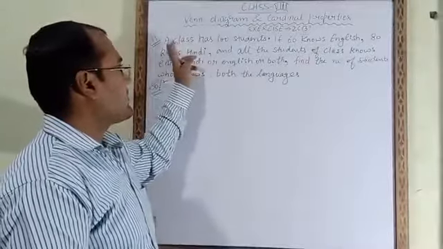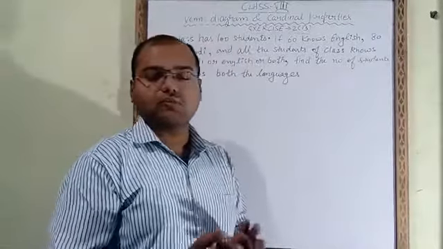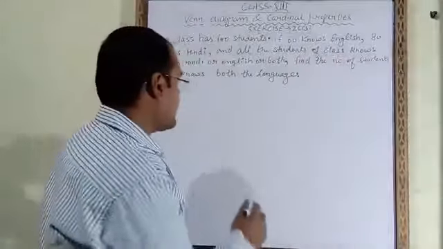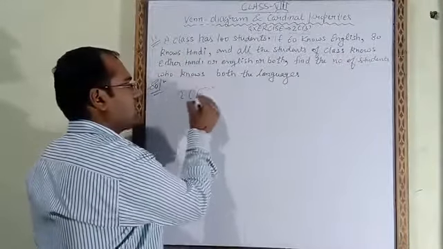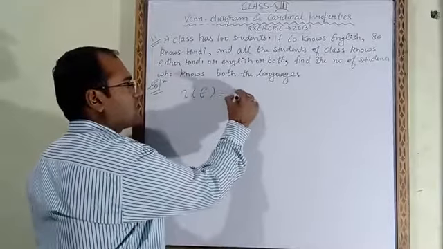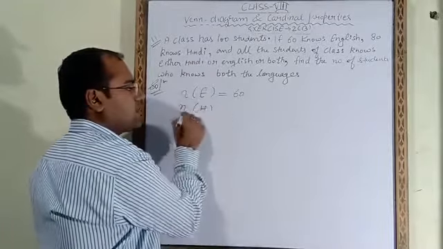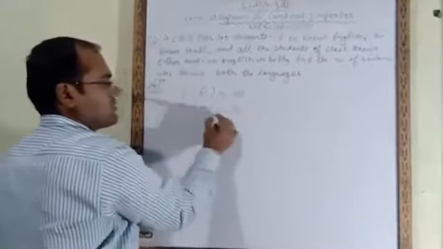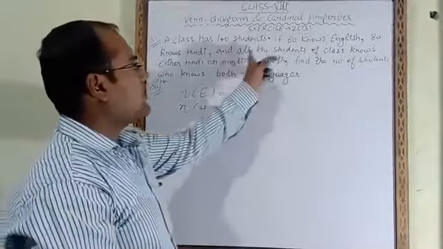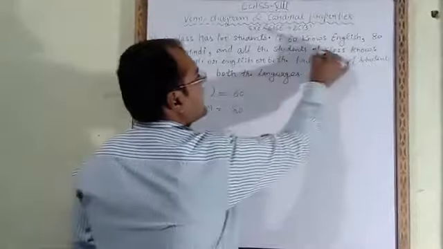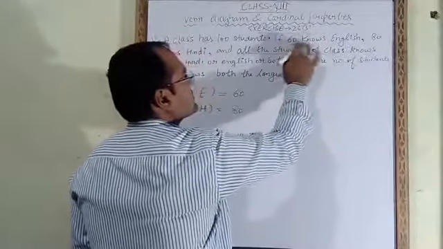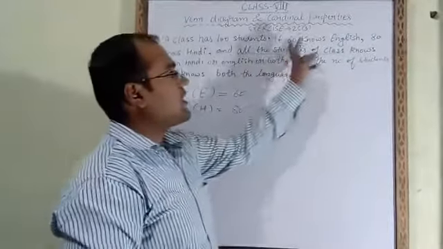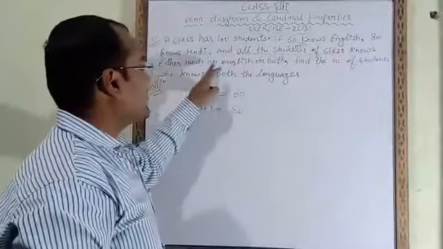Question number 11: a class has 100 students. So the total number of students in the class is 100. 60 know English, so n(E) is 60. Similarly, 80 students know Hindi, so n(H) is 80. He said all the students of the class, which means 100 students, know either Hindi or English or both.